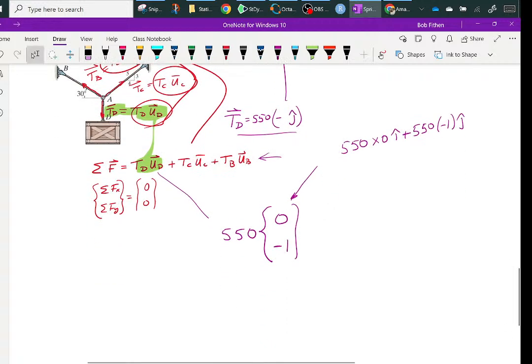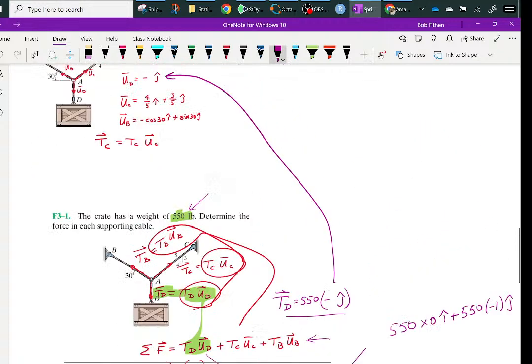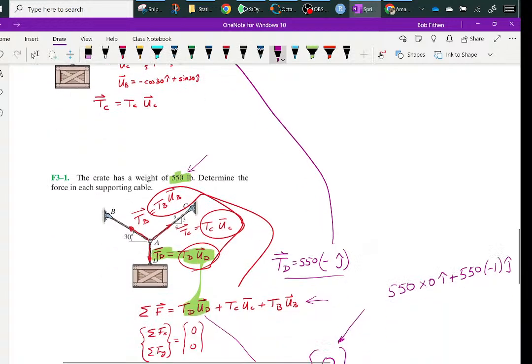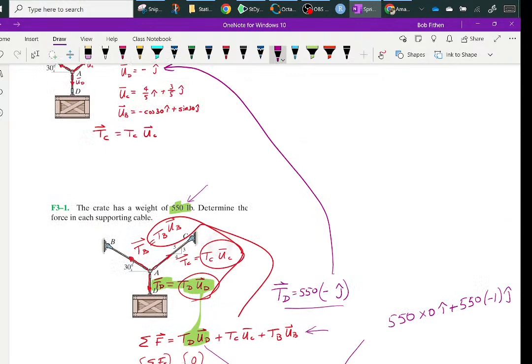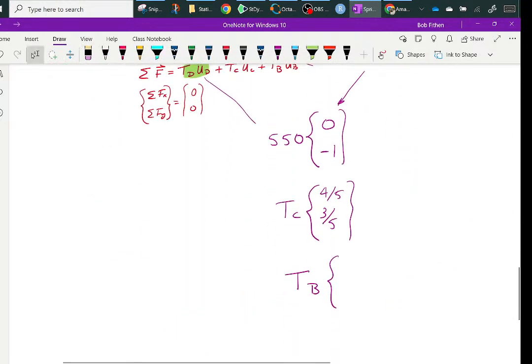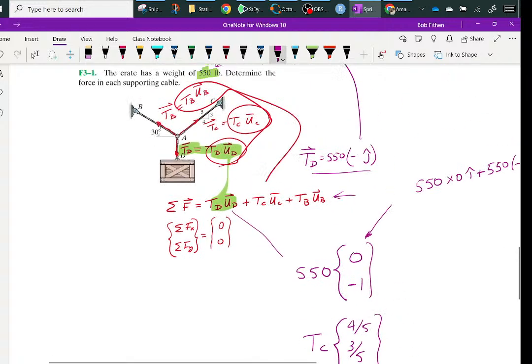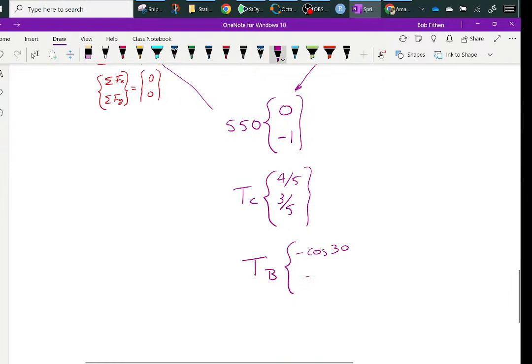But now let's look at, but before I put them together, we'll see how we put them together. So now I've got TC, and I need to put UC there. That's 4/5 and 3/5. Okay, so bear with me here. 4/5 and 3/5. And then I've got a TB, and if you'll bear with me, I can move up here, and it's minus cosine and plus sine. Minus cosine 30? No. Was it 30? Yeah. And then sine of 30.